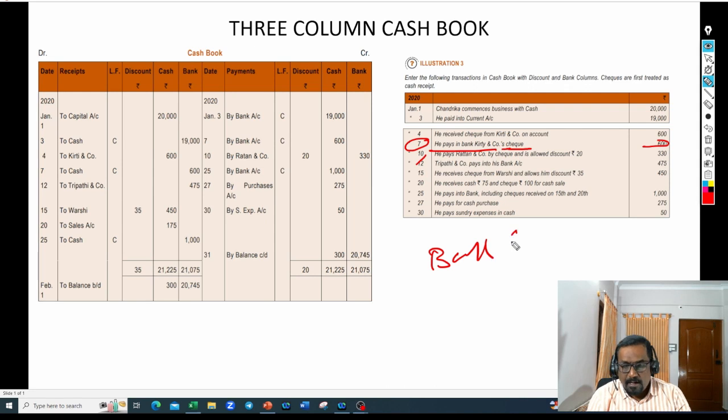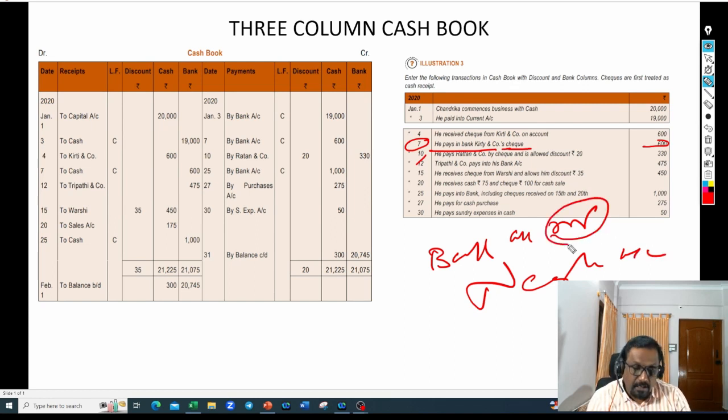Bank is the receiver. Bank account to debit, and when the check is going out, you need to consider that as cash. So bank account debit to cash account. Bank account is debited, so on the debit side you need to write. And where to put the amount? Since bank account is debited, you need to write this amount in the bank column. What do we write? To cash account, and in the bank column we put the amount.